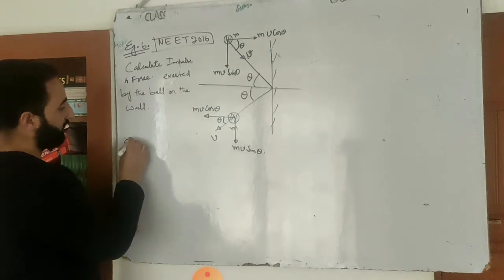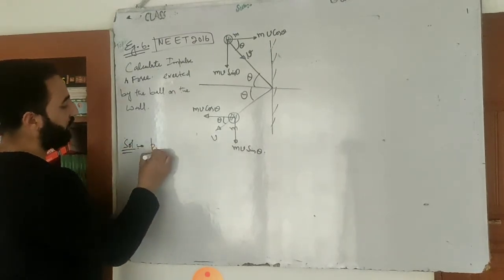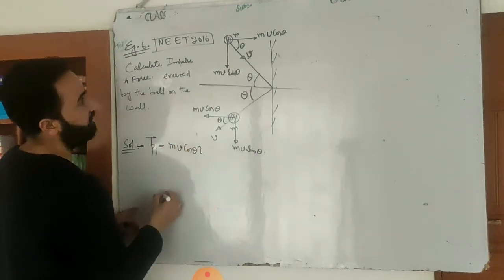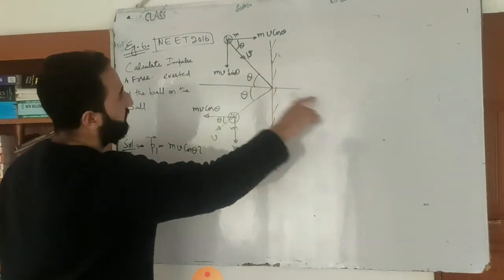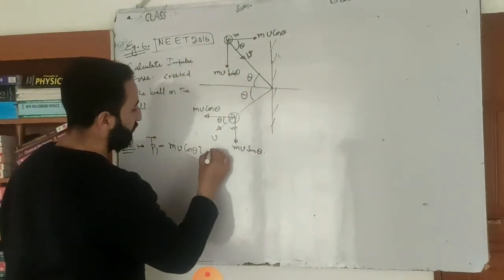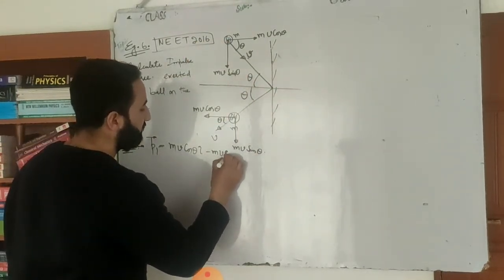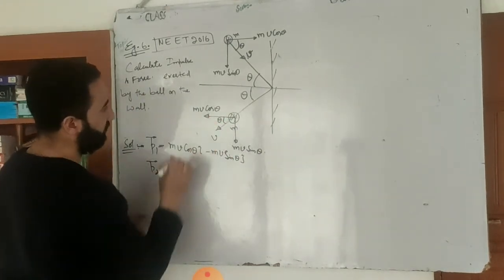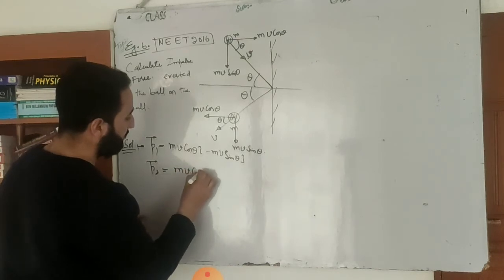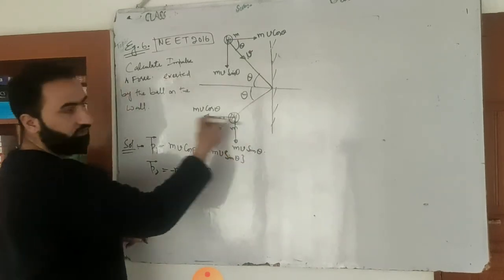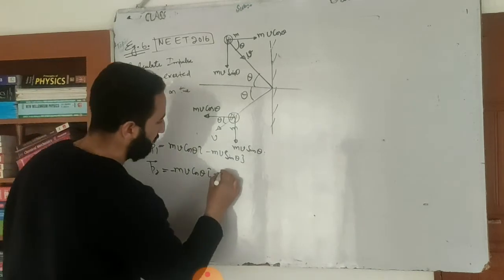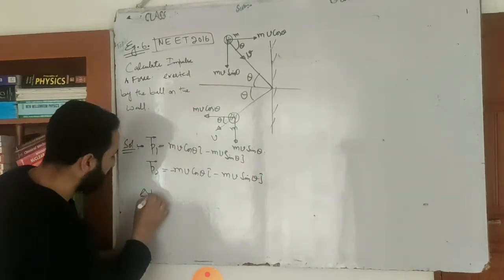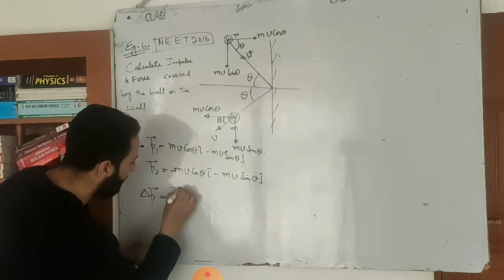Now see the solution. First of all, calculate p1, the initial momentum. That will be equal to mv cos theta i cap towards right, downward, so minus j cap, so minus mv sin theta j cap. Okay? Then p2, the final momentum after collision, will be mv cos theta i cap, but minus, towards left, and downwards, minus mv sin theta into j cap. Let's calculate delta p, which is equal to impulse, which is equal to final momentum minus initial momentum.